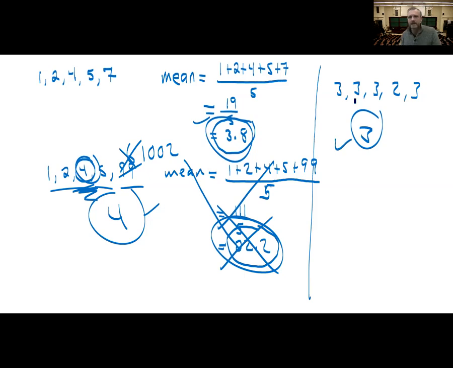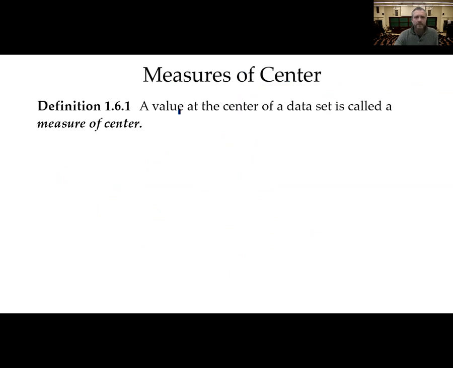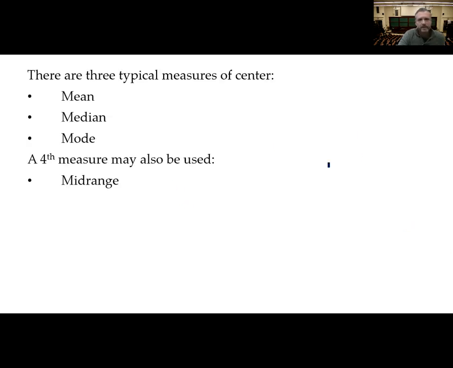Okay, so let's talk in more depth about what we mean by these. A measure of center is just a value at the center of a data set. And of course, that value we refer to as a measure of center. There are 3 typical measures of center: mean, median, and mode. And then there's a 4th, the mid-range. Really not going to talk much about the mid-range. This is where most of our attention is going to come in, in those 3 standard measures. I'm sure you've heard of them before.